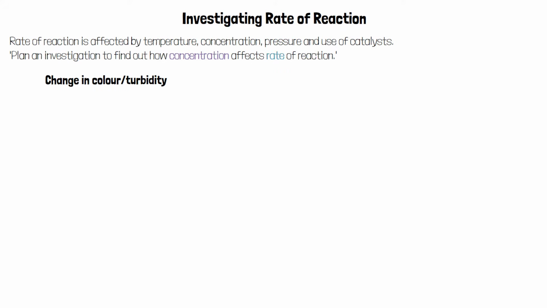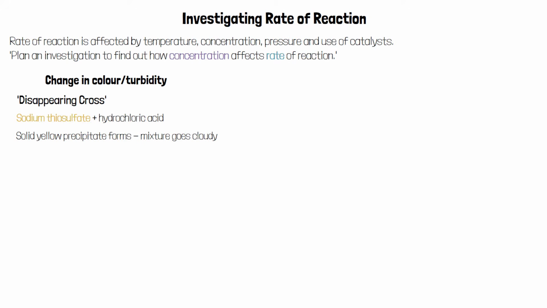The first method of comparing rate of reaction is to use a change in colour or turbidity. This just means the clarity of the liquid, so whether it's clear or cloudy. One way to do this is using the disappearing cross reaction. This is the reaction between sodium thiosulfate and hydrochloric acid. Whenever you hear sodium thiosulfate, you should immediately think disappearing cross. The reactants are initially clear and colourless, but as the reaction produces a solid yellow precipitate, they turn cloudy. The faster they go cloudy, the higher the rate of reaction.